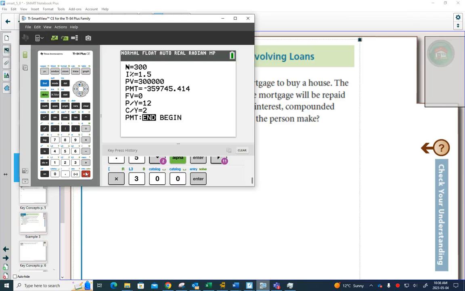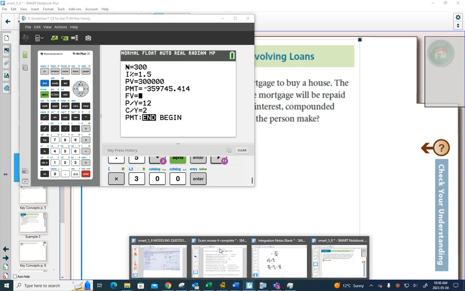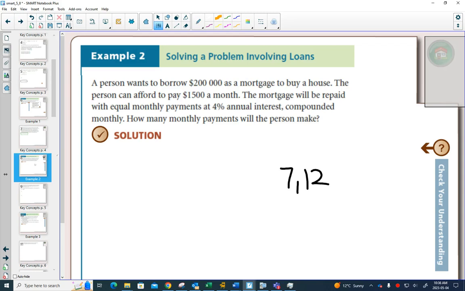Okay. So, questions for practice on number 2 are 7 and 12.